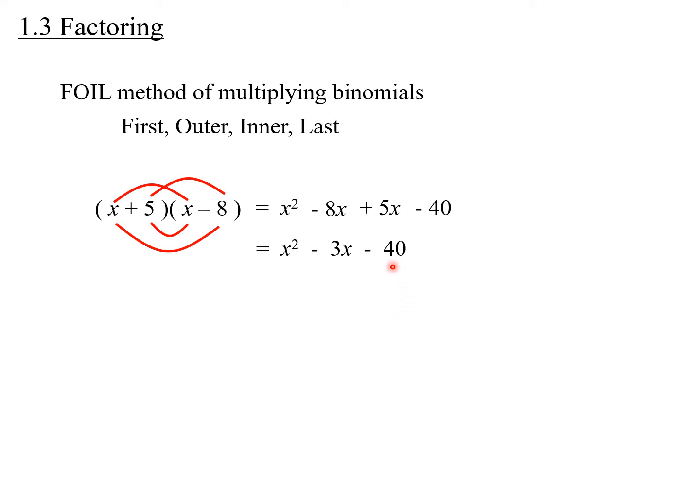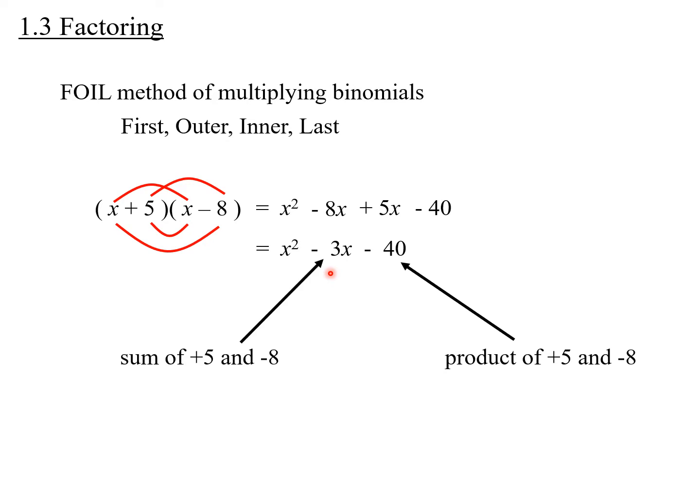Note that the last term, negative 40, is the product of positive 5 and negative 8, and the middle term, negative 3, is the sum of positive 5 and negative 8. Okay?